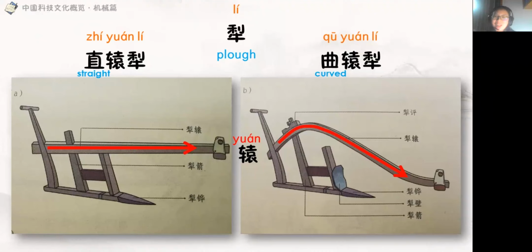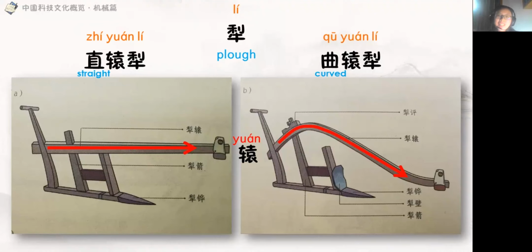The second. Why? You said the correct answer. Why is it more convenient? Because for the first one, the farmer has to bend too much in order to use it. But for the second, he doesn't have to. Let's see together. Yes, you are correct.